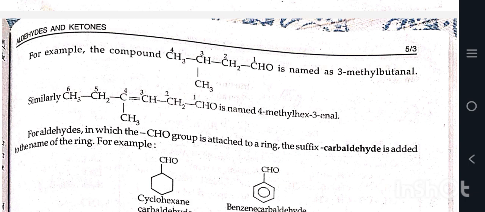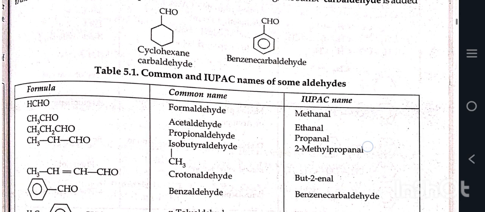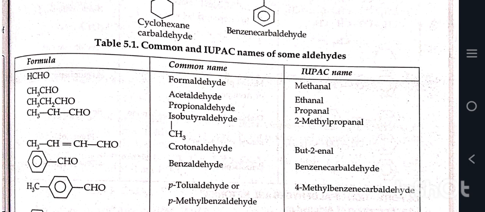4-methylhex-3-enal. For aldehydes in which the CHO group is attached to a ring, the suffix carbaldehyde is added to the name of the ring. For example, cyclohexanecarbaldehyde, benzenecarbaldehyde. Common and IUPAC names of some aldehydes.